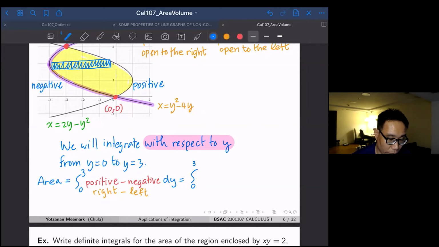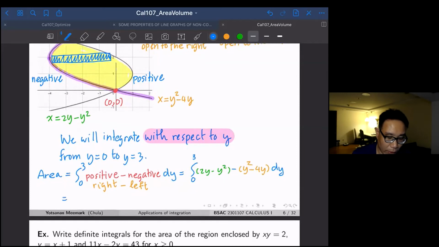So for this one, you're going to begin by putting the green one. So it's going to be 2y minus y squared, and you subtract the orange one, which is y squared minus 4y dy. Okay, and you're going to combine this one first. So you see that it's going to be 6y minus y squared, and you integrate from 0 to 3 dy.